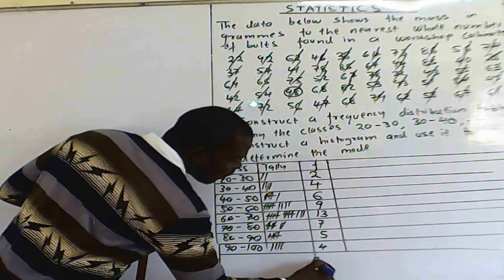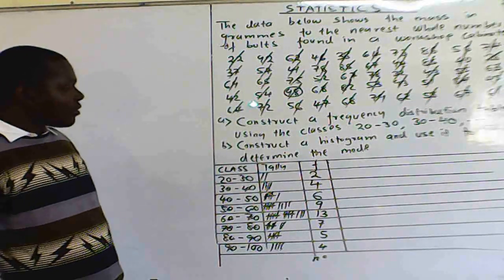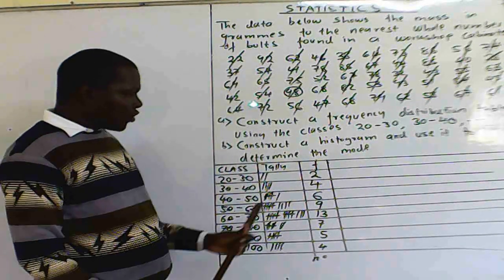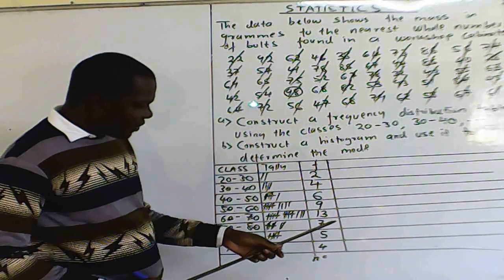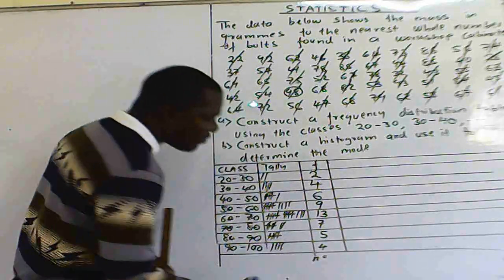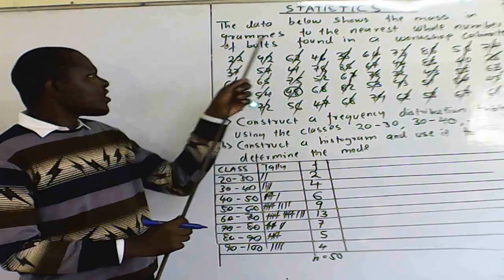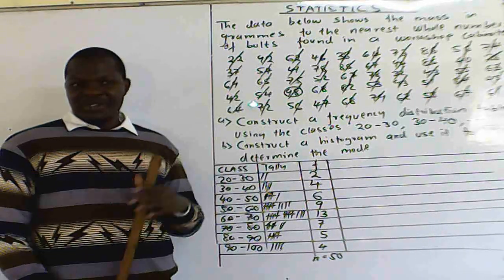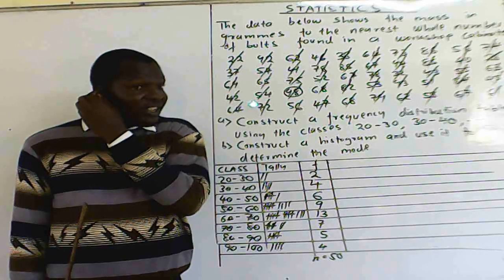So what is the total now? If you sum up all the frequencies, what have you counted? 10, 21, 34, 39, plus 11, 50. Isn't it? And you can see they were 50. I know it's 10 times 5, isn't it? So it means you counted everything. That's why you close so that you don't leave any value behind, isn't it?